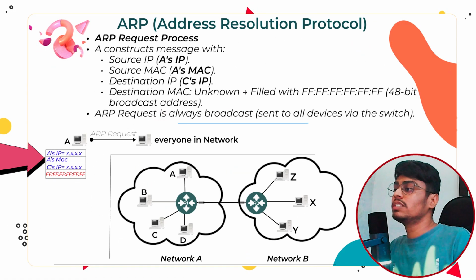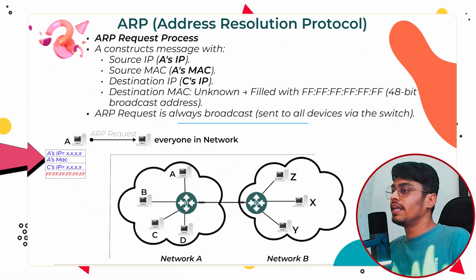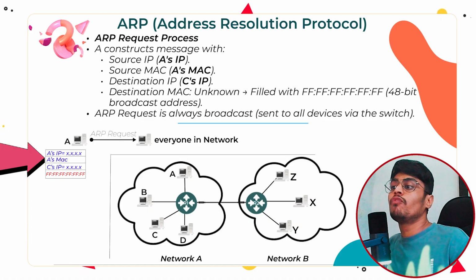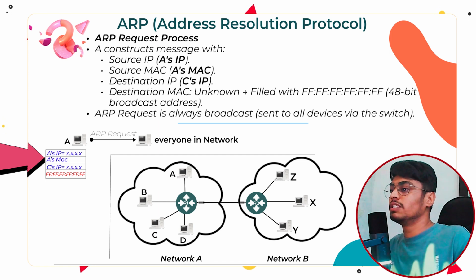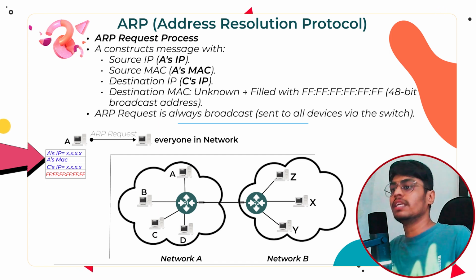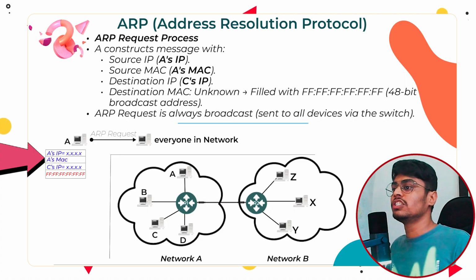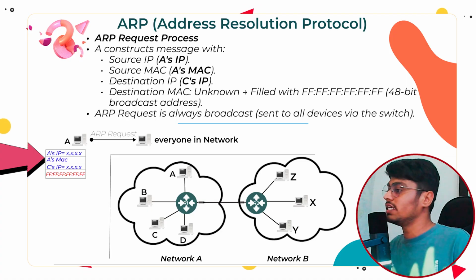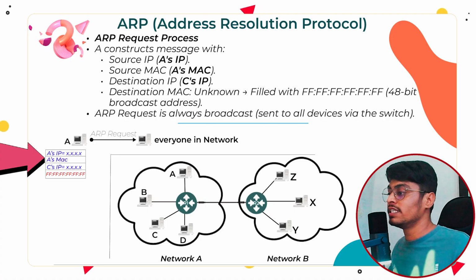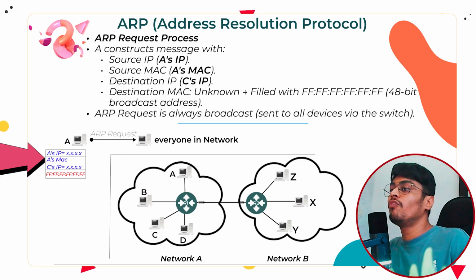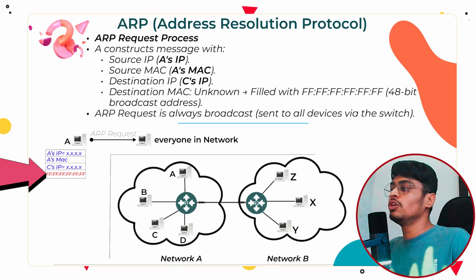So A will first enter the IP address of source. It entered its IP address A. It entered its MAC address also. That's my MAC address is A. Now MAC address is of 48 bits, and IP address is of 32 bits in IPv4. And along with that, in destination, C is the destination. Okay, it entered the IP address of C, but it doesn't know the MAC address of C yet. So in this case, since MAC address of C we don't know, by default this message will be sent to all.